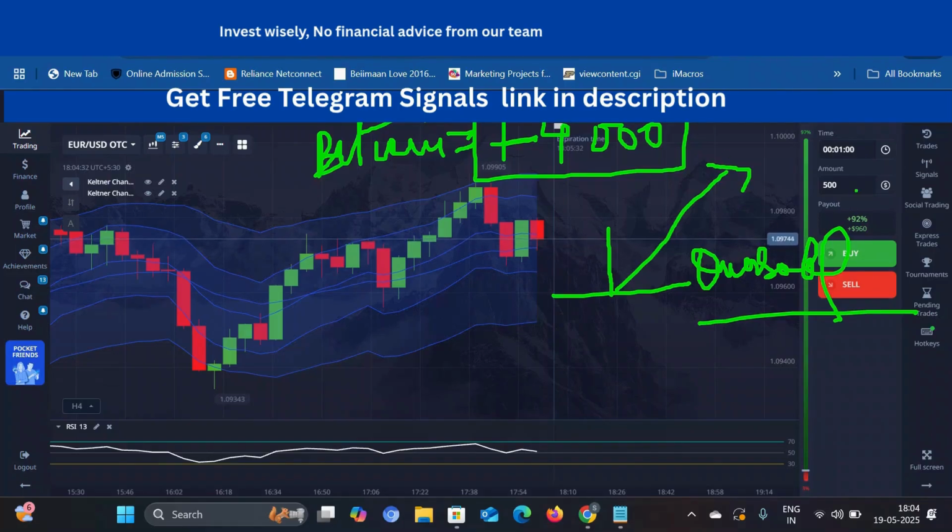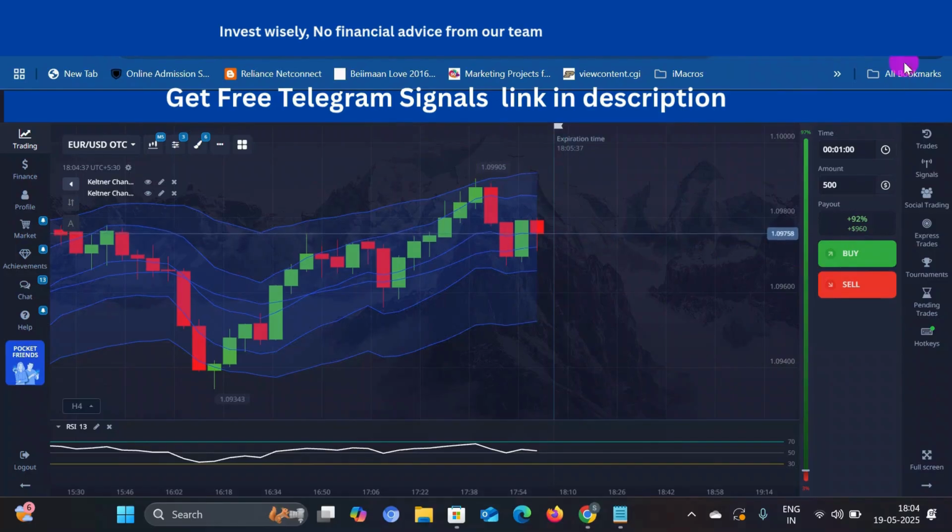So that's the concept behind it. I hope you understood this. Even if you didn't, it's not an issue. When we start trading, you'll understand. Okay? So what have we understood here?